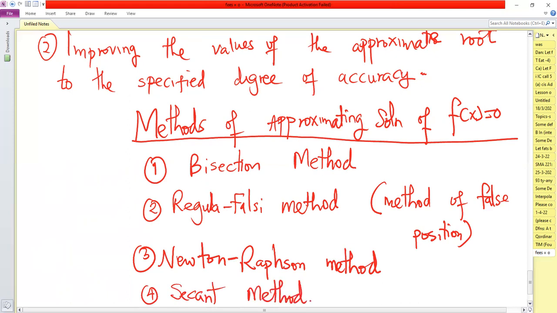So in the next session, I will start with the discussion of the first method, what we call the bisection method. So let's meet there.